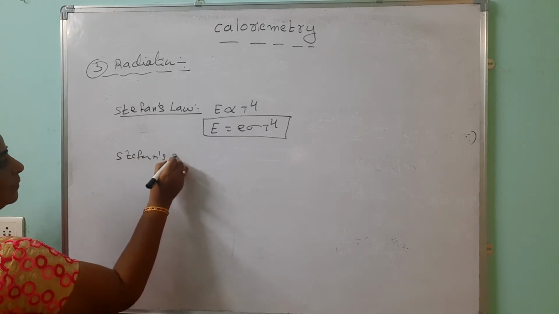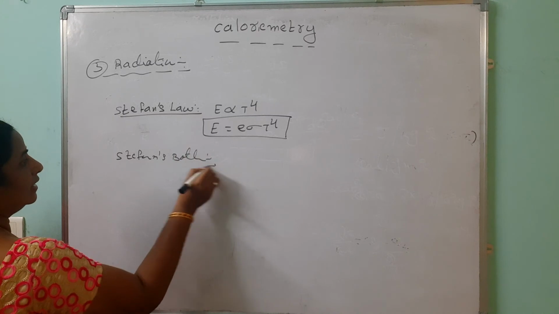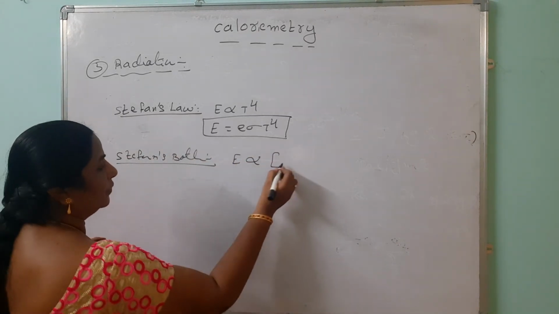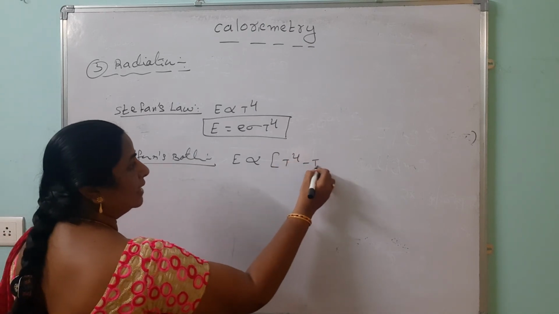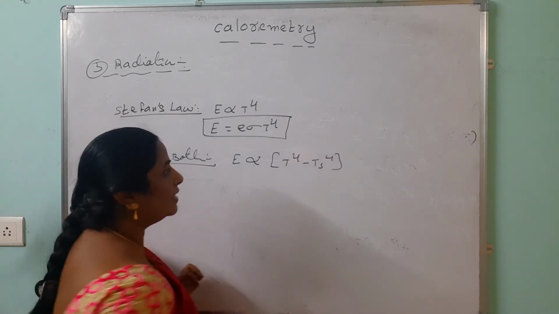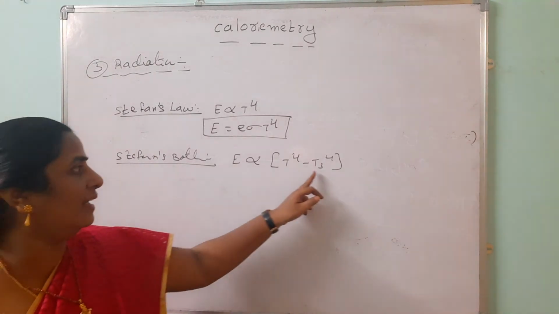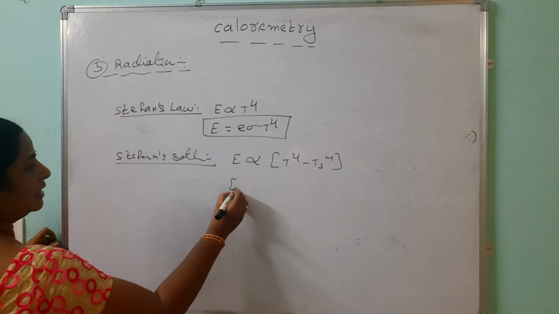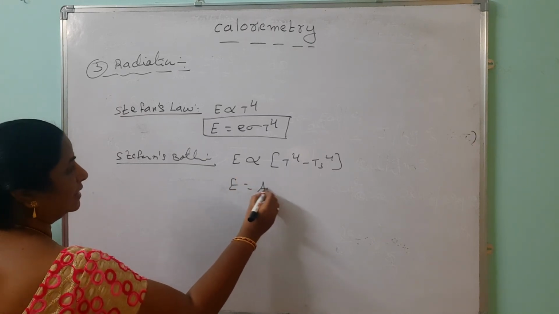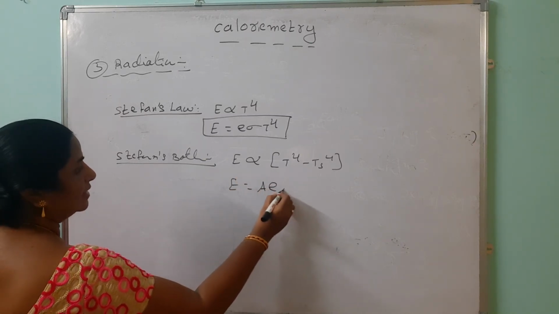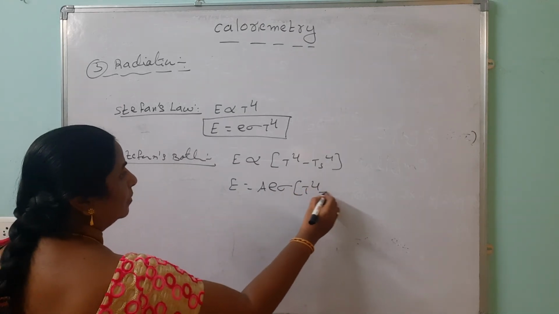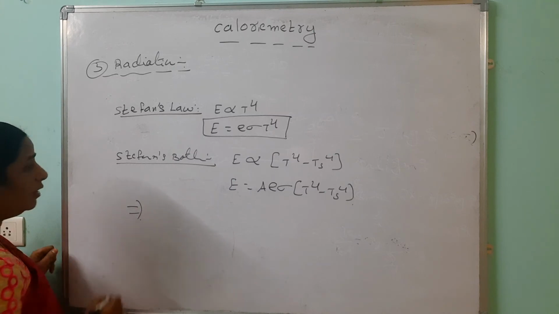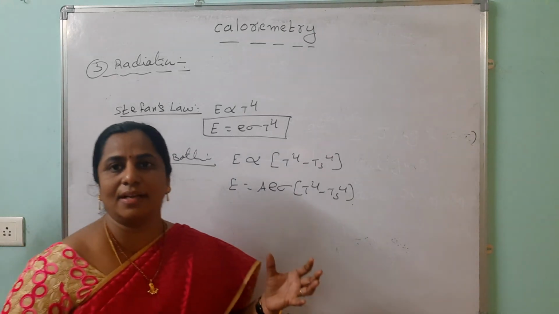Then Stefan-Boltzmann law, two members are there. They have corrected this: E is directly proportional to T power 4 minus Ts power 4. Here T is the temperature of the body and Ts is the temperature of the surroundings. Then we are getting some constants. If it is not a black body, we should consider area. We can consider this as e into sigma into T to the power of 4 minus Ts to the power of 4, like that.